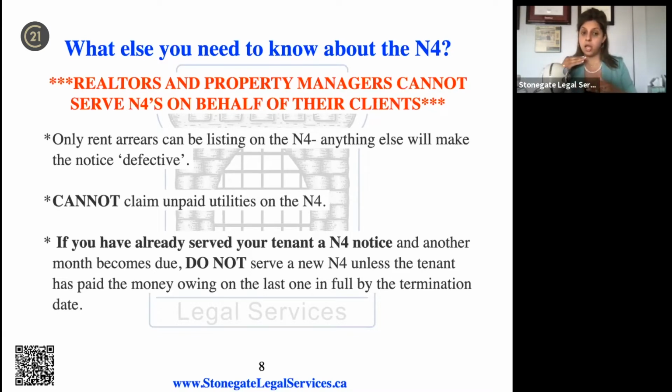Okay, so if you filed, and I'm going to go through this in more detail, if you filed the application with the board, a landlord is not required to serve additional N4 notices because you're going to be updating the arrears on the day of the hearing. So multiple N4 notices are not required if the first N4 has been filed with the board.